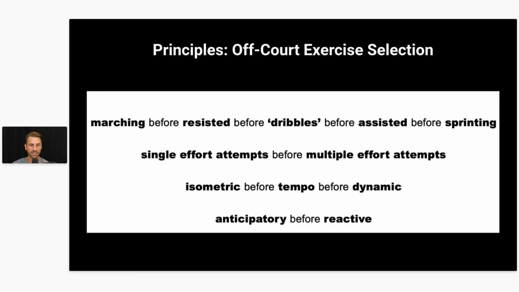So just some simple ways. Hey, do this before that. You have single effort attempts before multiple effort attempts. When you're talking about strength training, I like to go isometric before tempo, before dynamic. And when you're talking about actions, I love to see anticipatory before reactive. These variables, these simple progressions, are what you can leverage inside the weight room or inside the training room that coincide with what you're doing on the court.